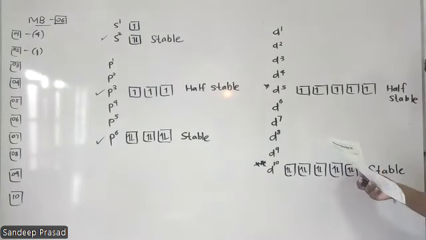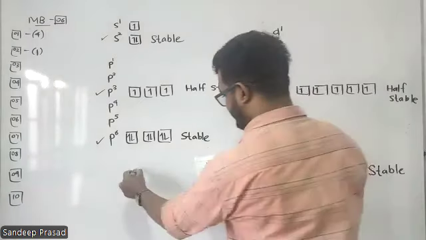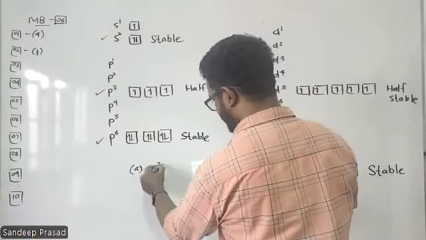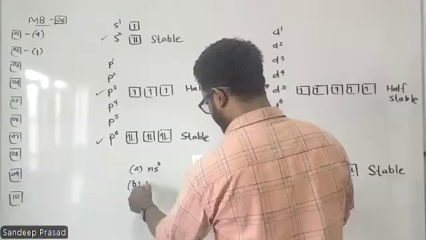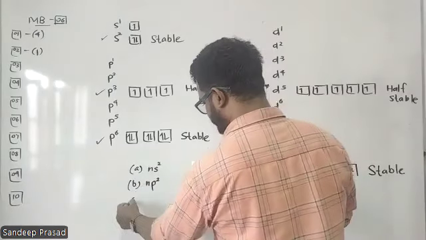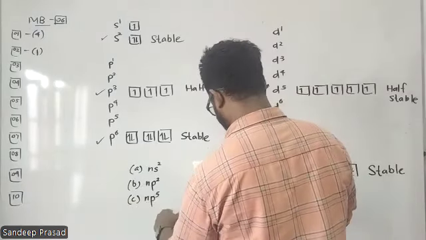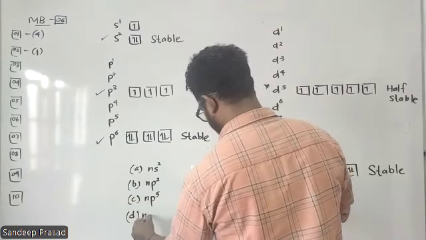Now what are the options they have given? They have given 4 options here. A is ns2. Here n means any principal energy level: 1s2, 2s2, 3s2, likewise. B is np2, C is np5, and D is nd5.